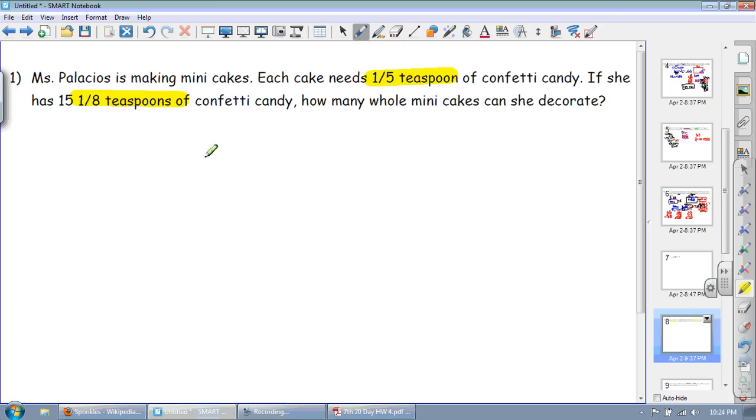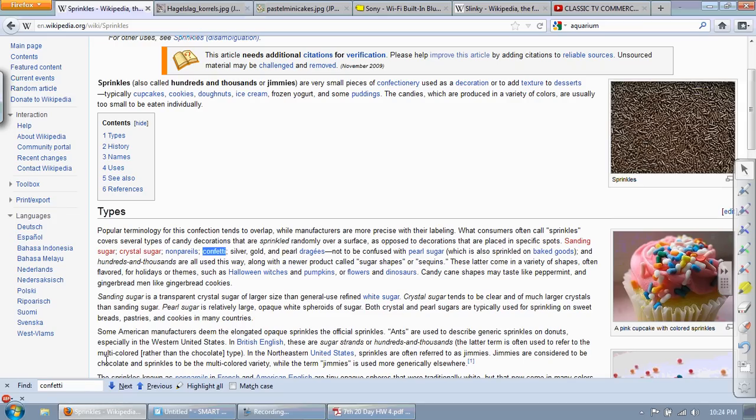So looking at this problem, the first thing I wanted to know is, first of all, what is a mini cake, and then what is confetti candy? So we get on Wikipedia, and I found out that confetti candy is just a fancy word for sprinkles. So there you go. Confetti candy is sprinkles.